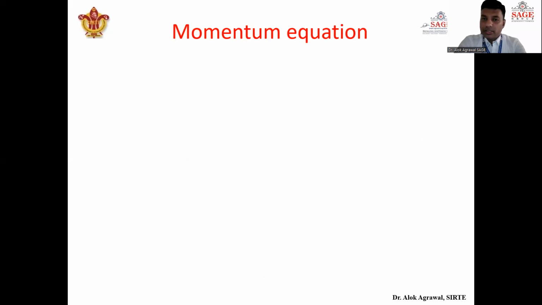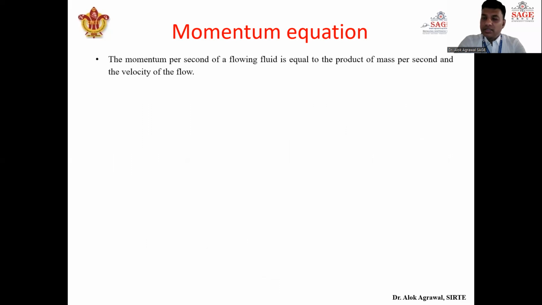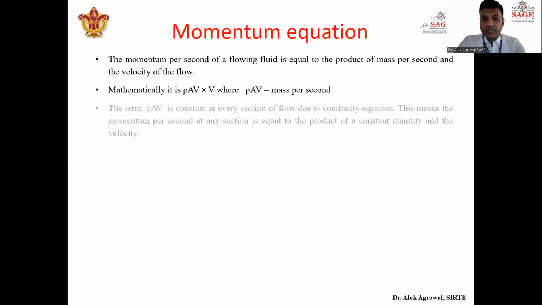Now third one is momentum equation. What is momentum? Mass into velocity. We have seen that in incompressible flow. Now we have to modify that for compressible flow. So momentum per second of a flowing fluid is equal to the product of mass per second multiplied by the velocity of the flow. Okay. So mathematically, we have to write rho into A into V, that is mass per second, multiplied by V. Now this rho into A into V is constant as per compressible continuity equation. We have seen this.